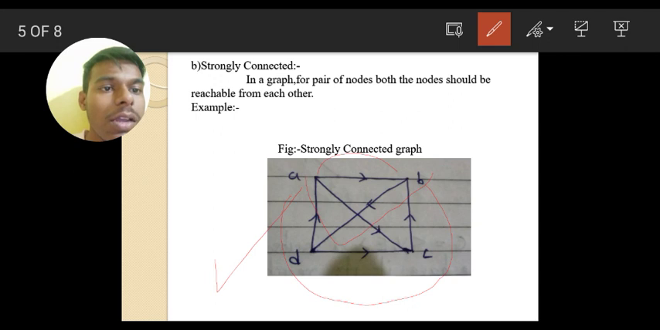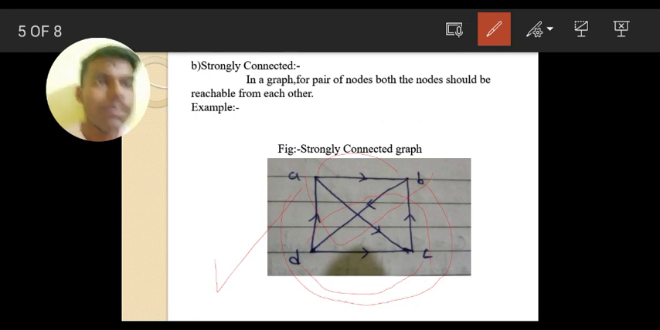We discuss another pair of nodes, C and D. C is reachable from D and D is reachable from C. In this way, the graph shows that both nodes are reachable from each other, and the edges are directed in both directions. So this graph is strongly connected. In strongly connected graphs, many nodes are reachable from each other. In this graph, every node is reachable from every other node, so it is a strongly connected graph.